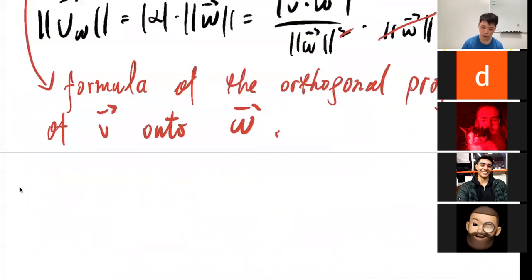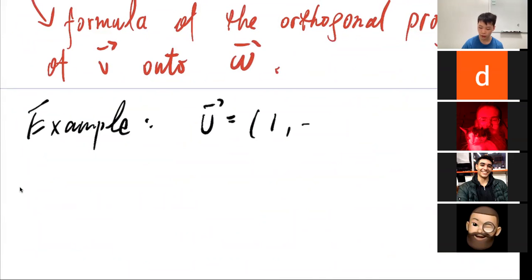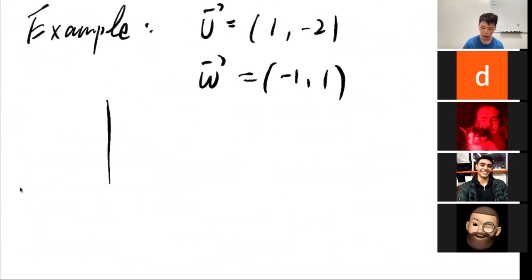All right, let's do one really quick example. Let's say our V is (1, -2) and W is (-1, 1). What does it look like? This is the X and Y plane. Our V is (1, -2), so it's right here. And our W is (-1, 1), so it's right here.